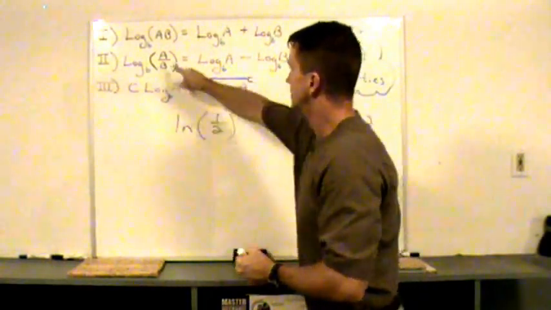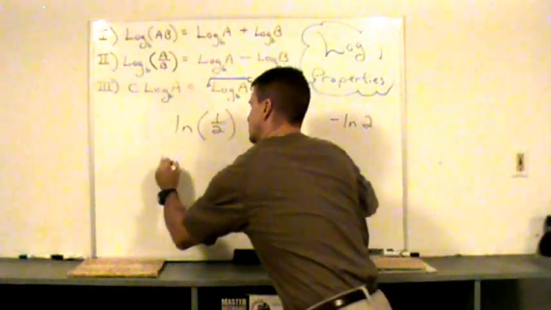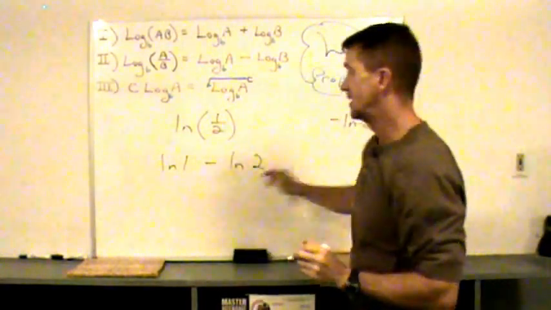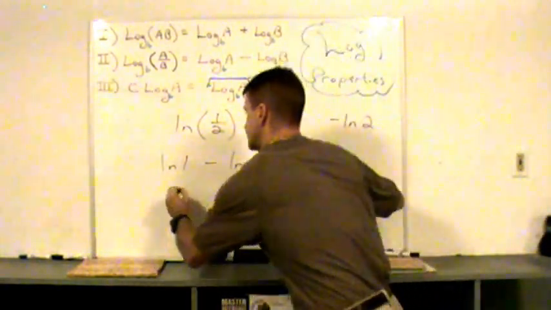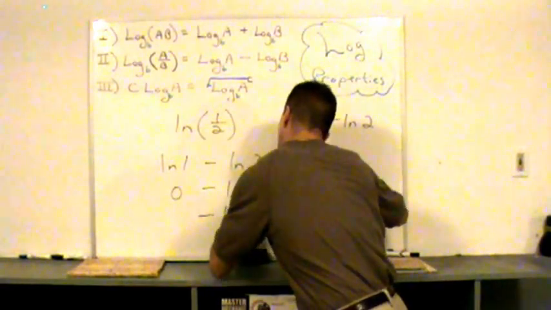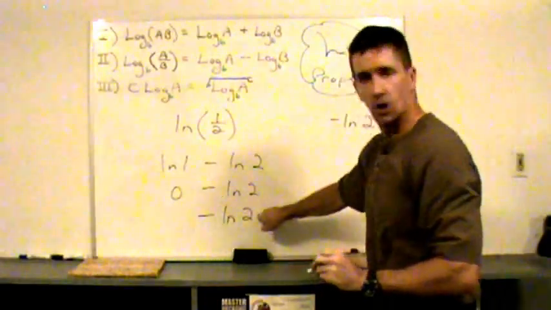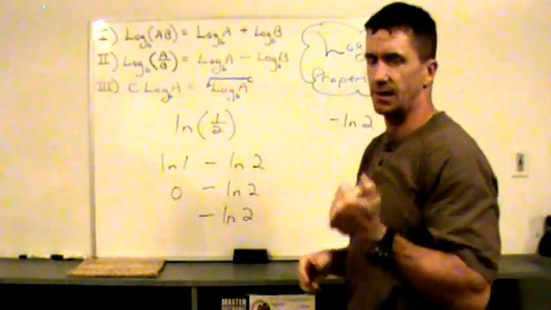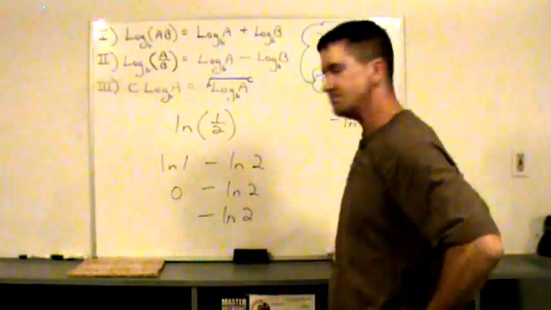Check this out. See this right here? Isn't this the natural log of 1 minus the natural log of 2? And the natural log of 1 is 0. So 0 minus ln of 2. This is negative ln of 2. These are equivalent. These are the same. So knowing these properties is very, very important. That's it.